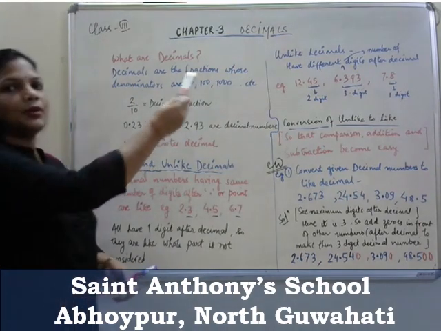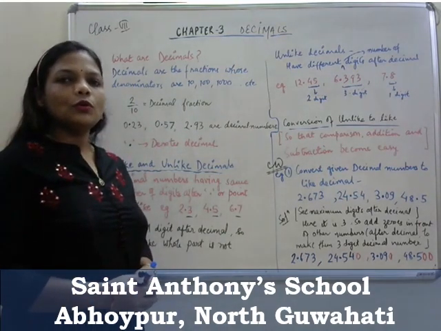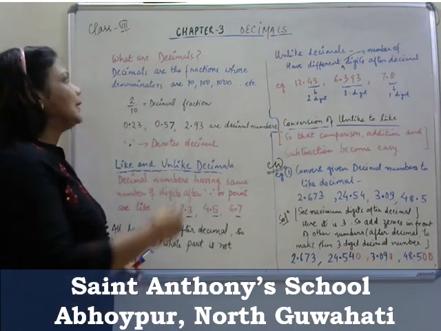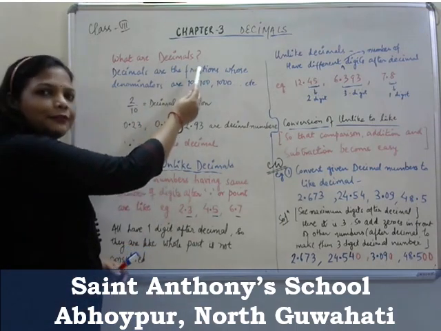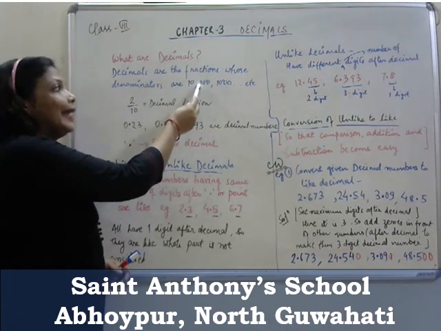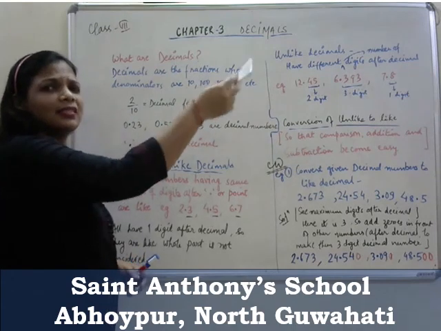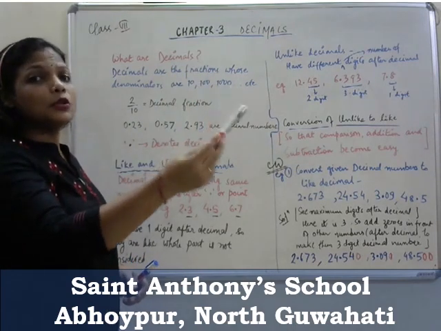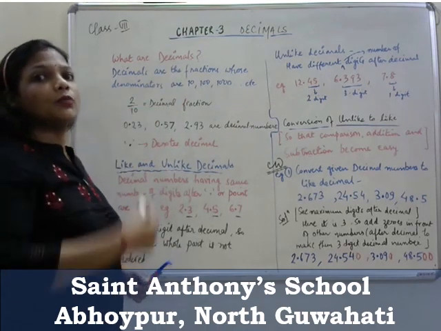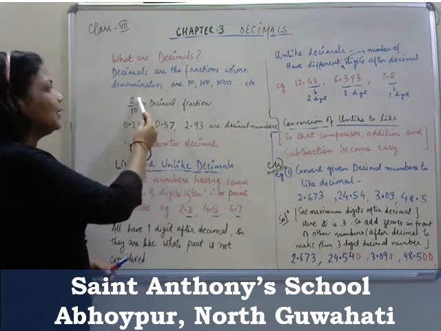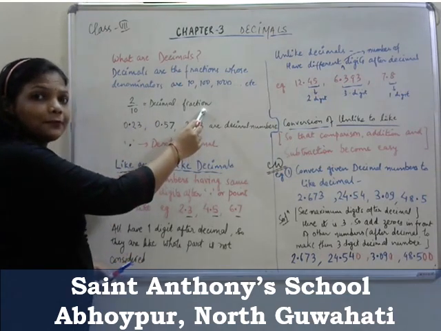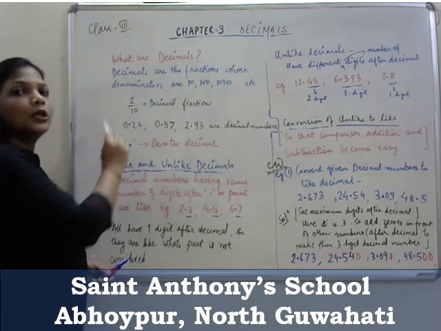Name of the chapter is decimals. So what are decimals? First we will see what decimals are. Decimals are the fractions whose denominators are 10, 100, 1000, 10,000 and so on. Not multiples actually, they keep on increasing with the power of 10. Example, 2 by 10. So this is a decimal fraction. You know why fraction? Because it has a numerator and a denominator.